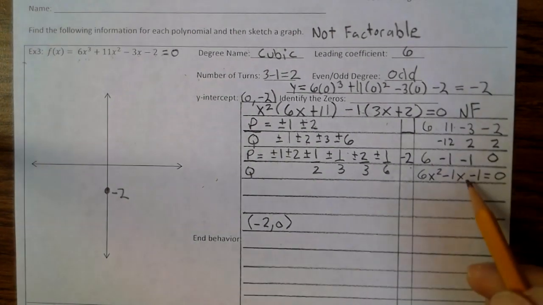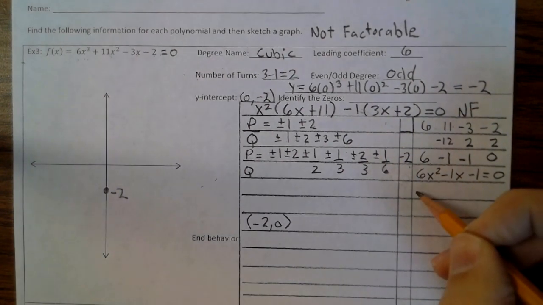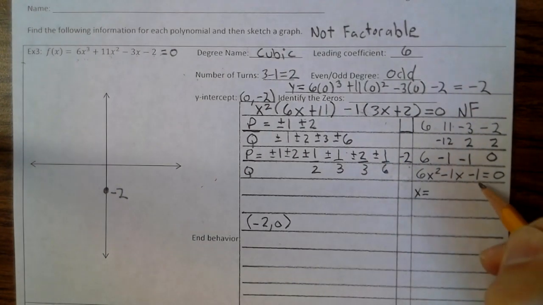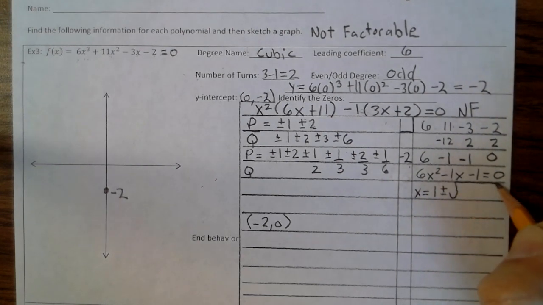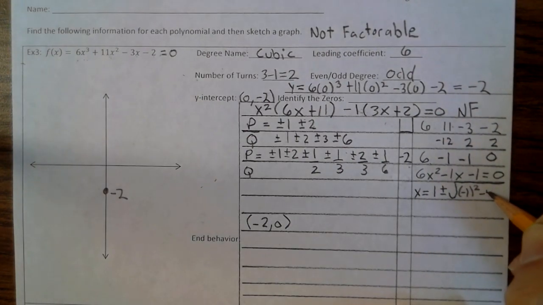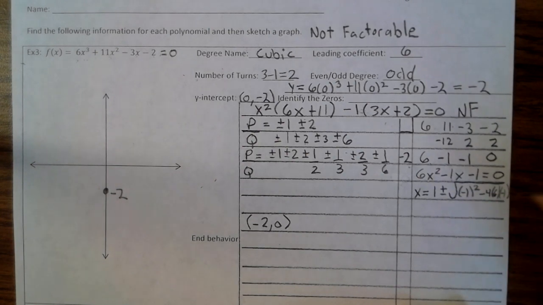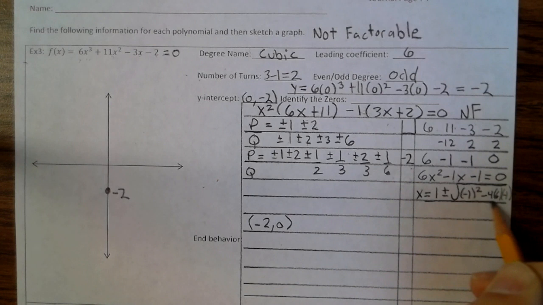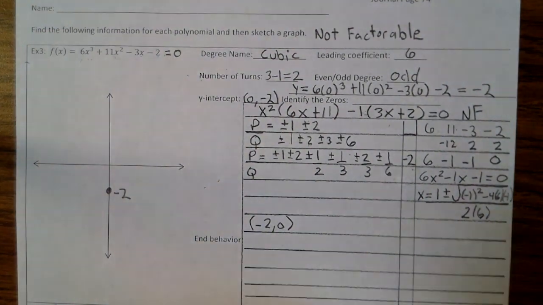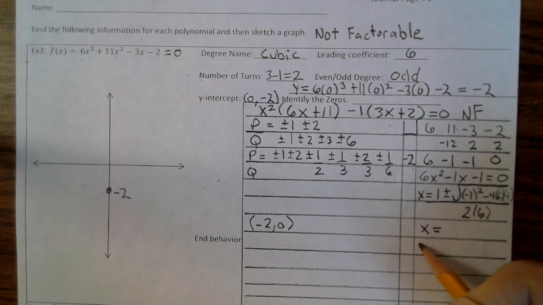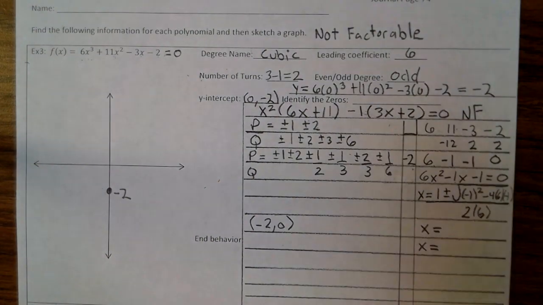Okay, now this is not factorable, so we're going to use the quadratic formula. So x equals a negative times a negative is a positive 1, plus or minus the square root of negative 1 squared minus 4 times 6 times negative 1, divided by 2 times 6. At that point, I'm okay if you use your calculator to get the x values. So let's do that now.